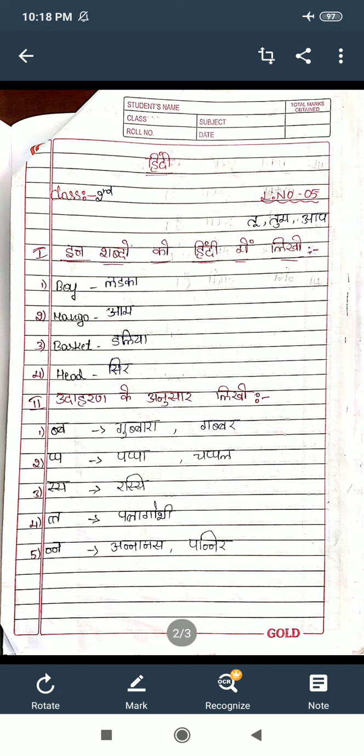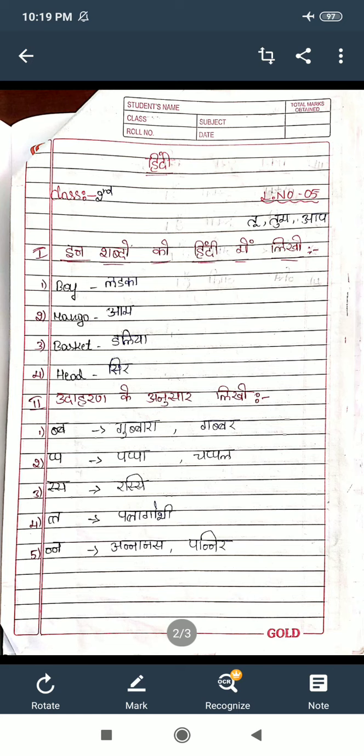First one, in shabdon ko Hindi mein likho. That means they are given some English words. You write them in Hindi words. What is the first word? Boy. That means ladaka. Then mango. That means aam. Then basket. That means dalia. Then head. That means sir. So that is the first one. Once again I will read. Boy, ladaka, mango, aam, basket, dalia, head, sir.